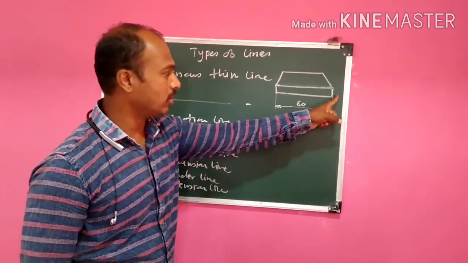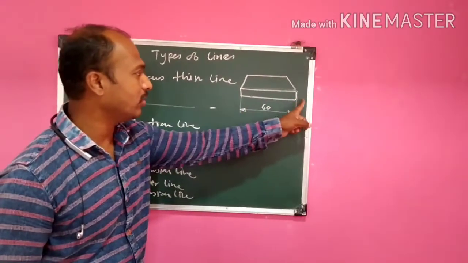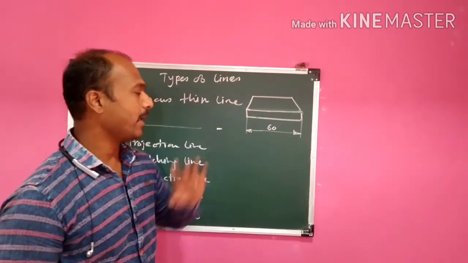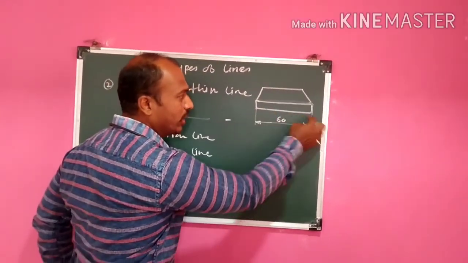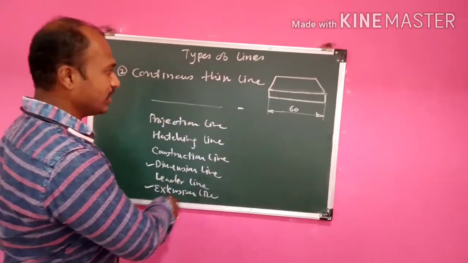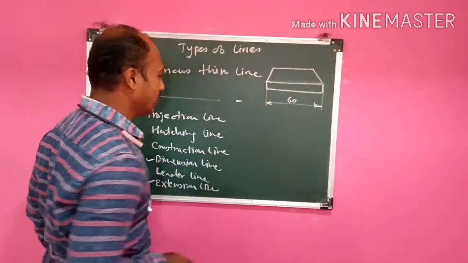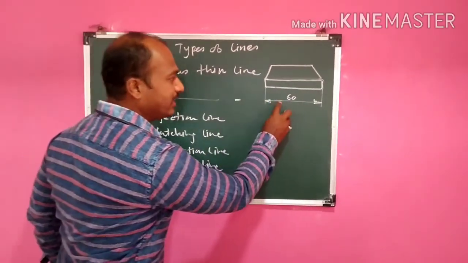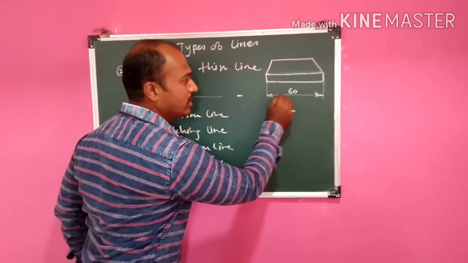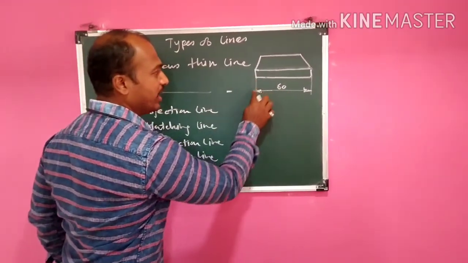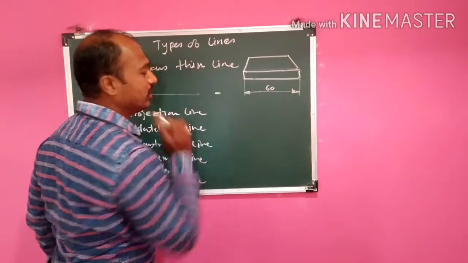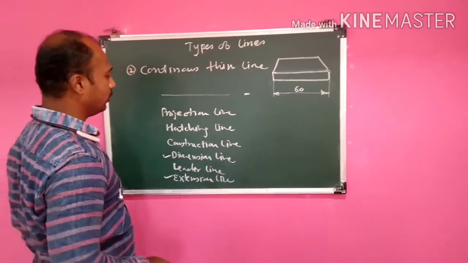From the edges, the corners, I drew a vertical line, and after that I drew a line. So these two vertical lines are known as the extension lines, and this one line is known as the dimension line. This is the dimension line, this is the extension line. These two are the extension lines, this is the dimension line. So this is the use.